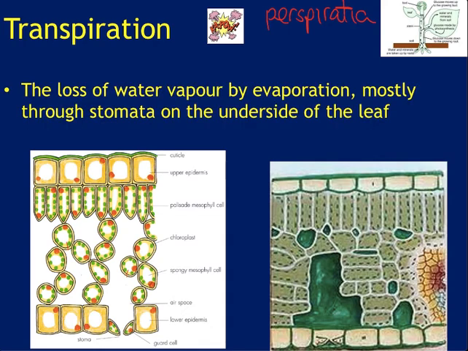So transpiration is the loss of water vapor by evaporation, and it can occur in all aerial parts of the plant, but most of it occurs through the stomata. So you will get water vapor leaving cells and it'll be released out through your stomata. So you need to have a definition and you need to know where it takes place.